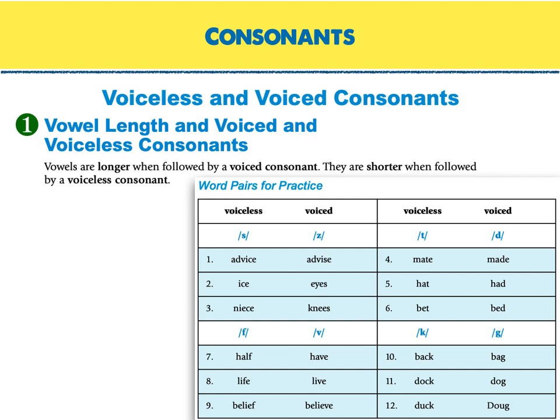Voiceless and voiced consonants, word pairs for practice. The first word of the pair ends with the voiceless consonant and the second with the voiced one. Notice the difference in vowel length. S, z. Advice, advise. Ice, eyes. Niece, knees.